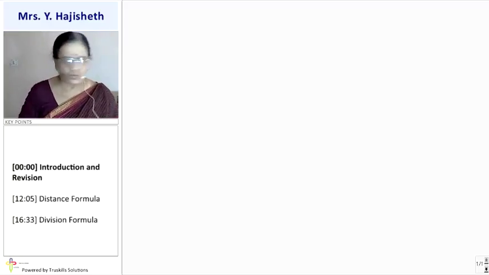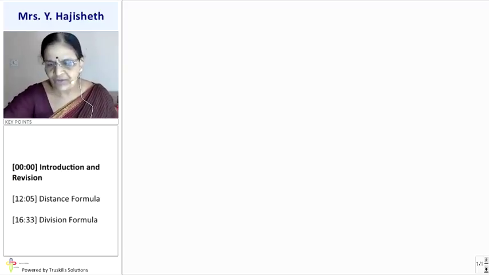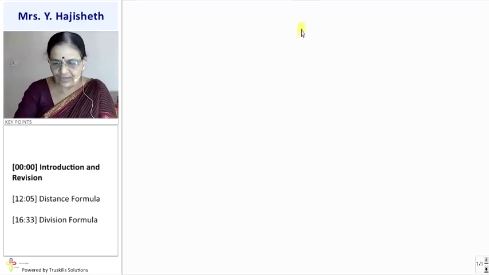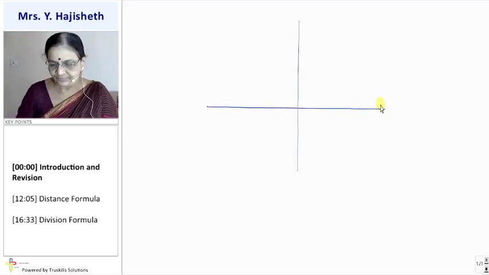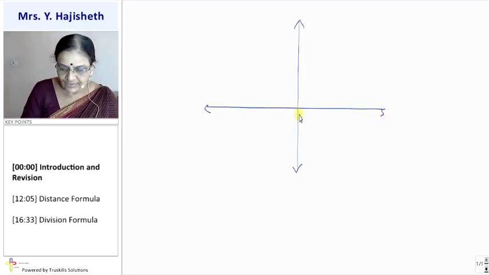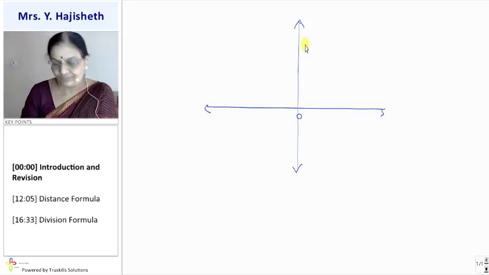You know, when I draw Cartesian axis, XOX' and YOY', clear? Then they are mutually perpendicular, so they intersect each other at O. That point we call it as origin.